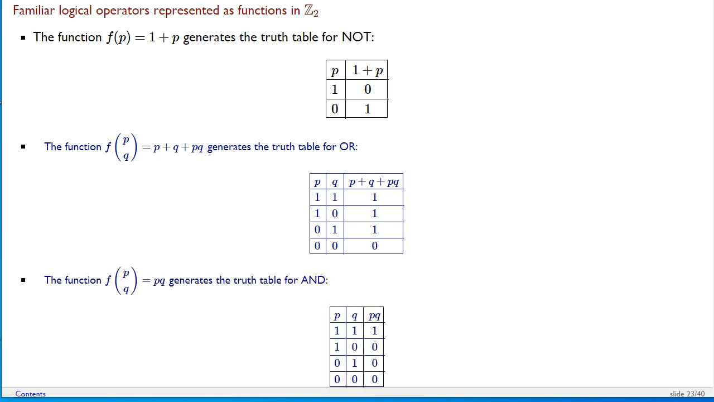Much simpler, the operation of multiplying p and q generates the truth table for AND. It produces 1 only in the case where p and q are both 1. So now we figured out how to convert NOT, OR, and AND into finite field computations.